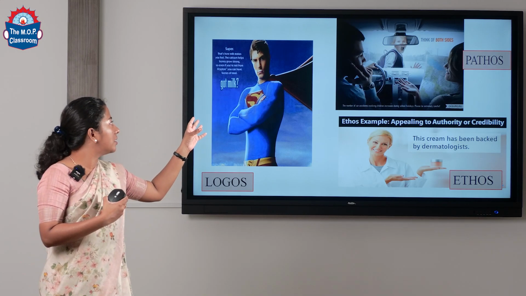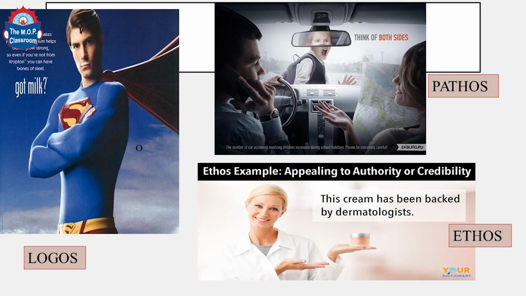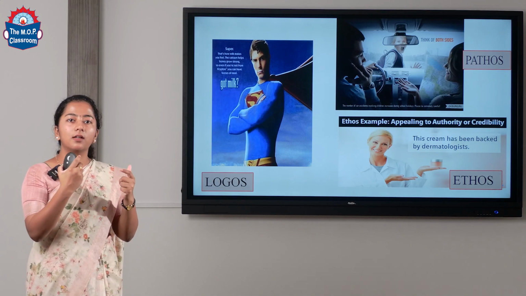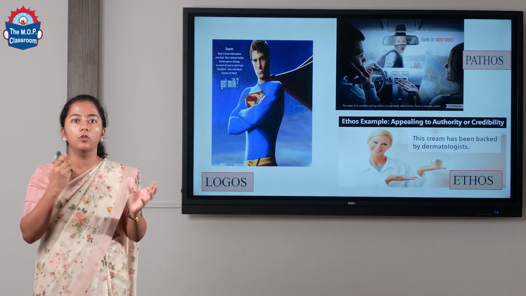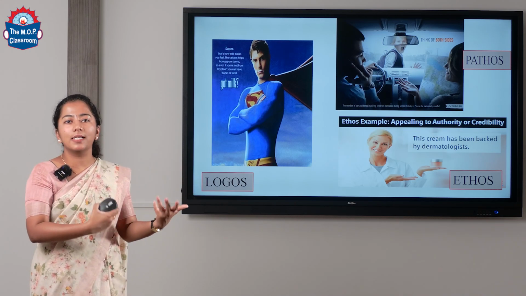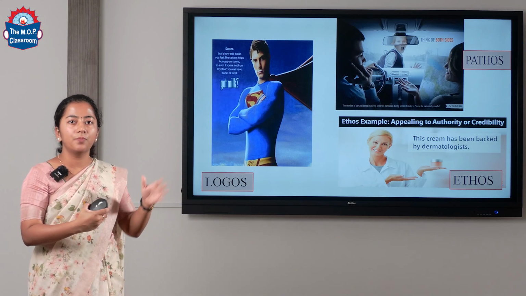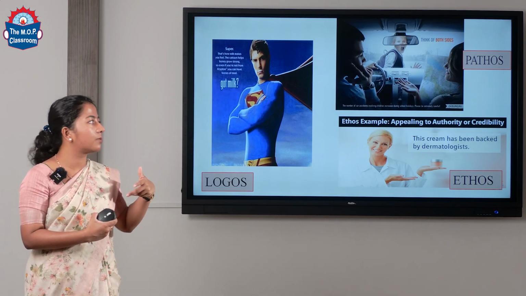And look at the words written over there. Think of both sides, right? So again, this ad uses pathos. It plays upon our emotions. Why? To make us consider the fact that we should pay attention towards the road and must not look away or be distracted, which could lead to accidents, which could hurt somebody else, someone's child, right? So this ad uses pathos in a great way to send forth this message.